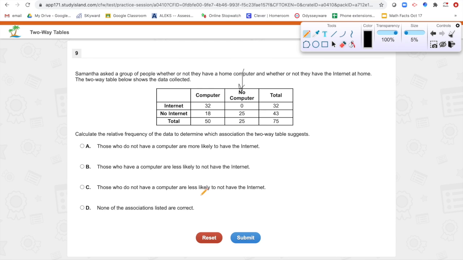I eliminated B because I missed it. It says less likely to not have the internet, which is kind of like that double negative, which is what I'm pointing out with C, saying less likely to not have the internet. So that eliminates C, but I erroneously selected D because I figured, well, it wasn't A, B, or C, so D was the correct answer, not having one. But you'll see, I messed up.